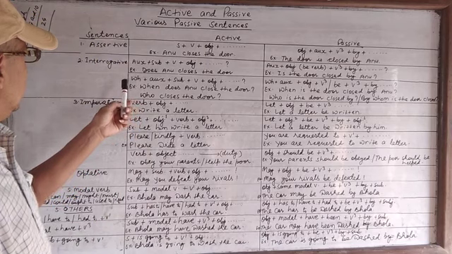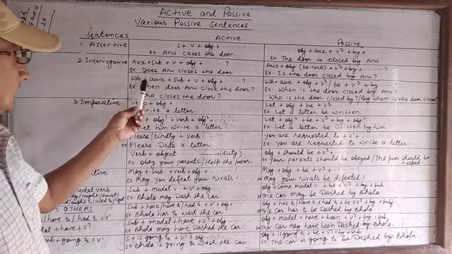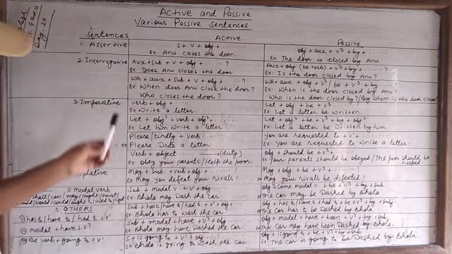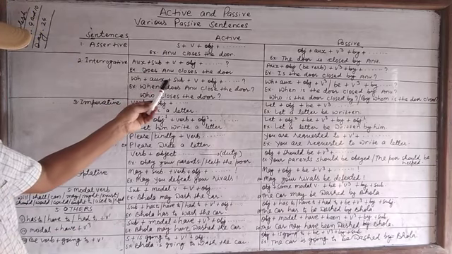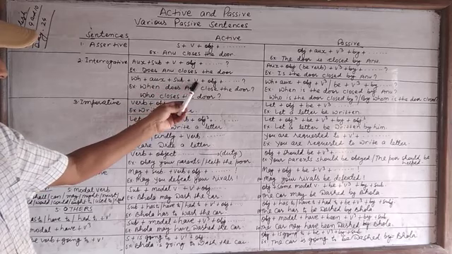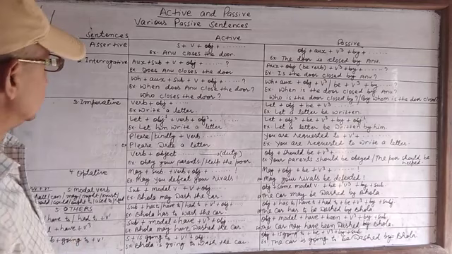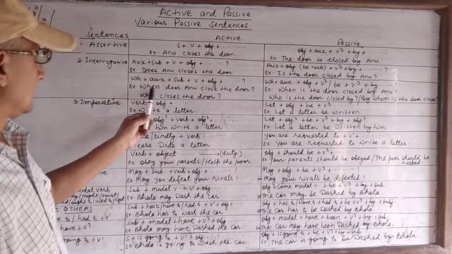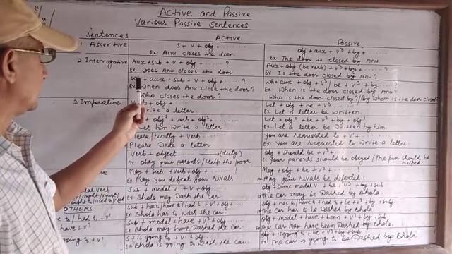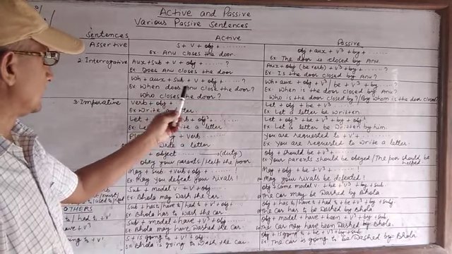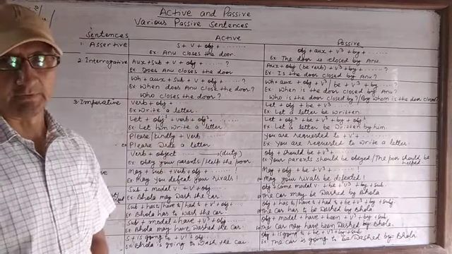Now, WH questions. The active structure of a WH question is WH word, after the WH word the auxiliary verb, after the auxiliary verb the subject, verb, and then the object. Sometimes there are other words too. The example is, when does Anu close the door? When is the WH word, does the auxiliary verb, Anu the subject, close the verb, the door the object.